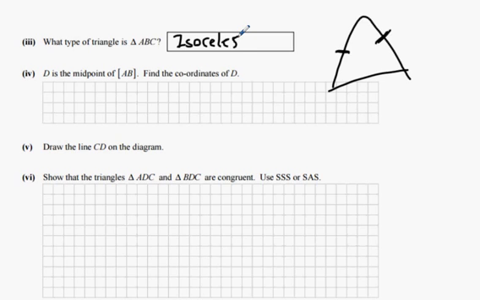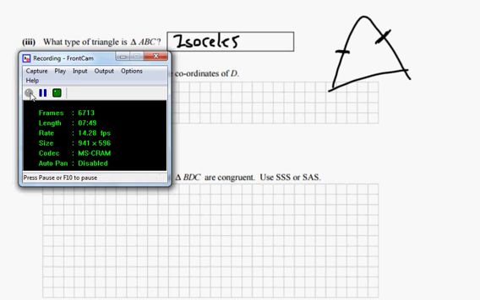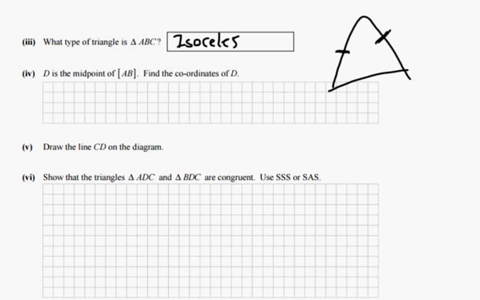What's the midpoint formula? Does anybody know? Where'd you find the midpoint formula? In the tables. So there's a midpoint formula. What does it say for the midpoint formula? x1 plus x2 over 2 and y1 plus y2 over 2.